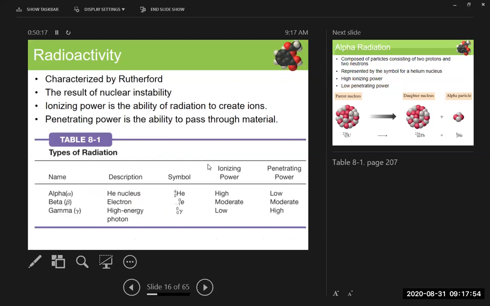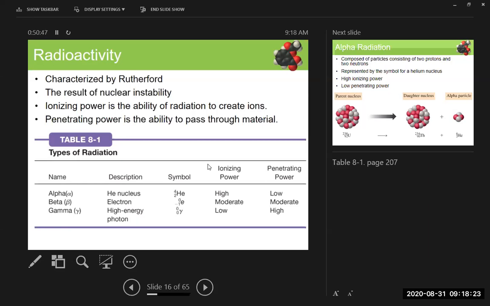So the key thing I want to point out on this table is when it comes to radioactive type stuff, there's 2 things you're concerned about. One is ionizing power, and that's the ability of radiation to create ions. So in other words, if you use the radiation to bombard something, you can create ions. The other is penetrating power, and penetrating power is the ability to pass through material.